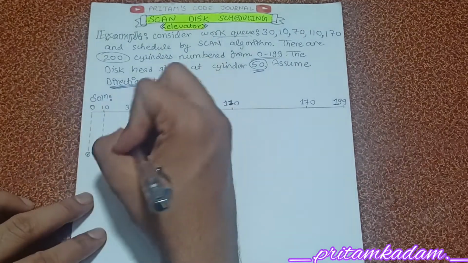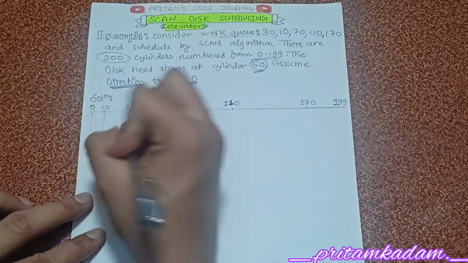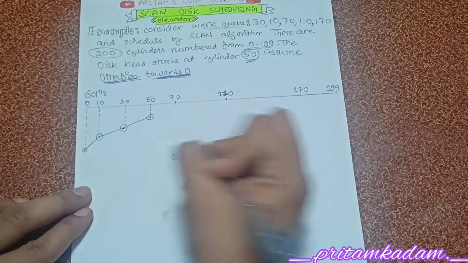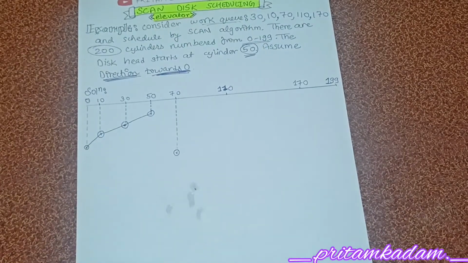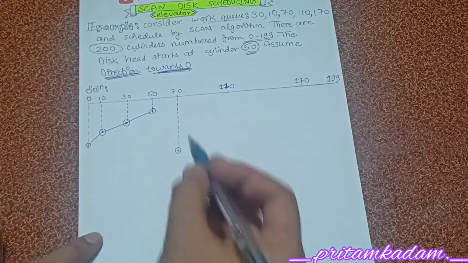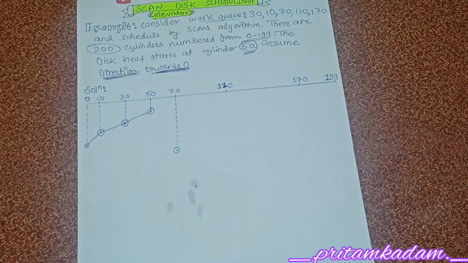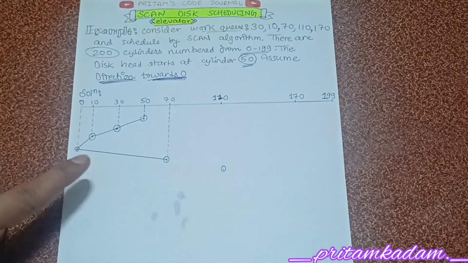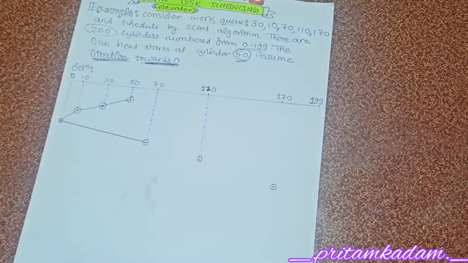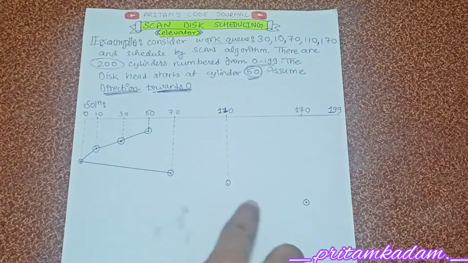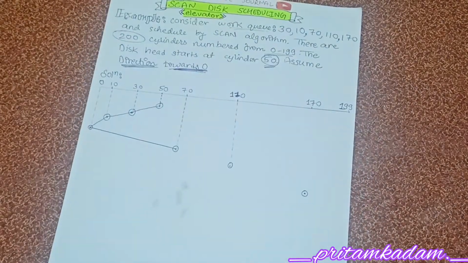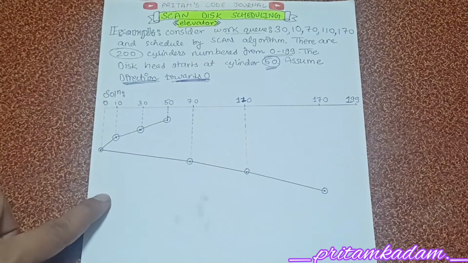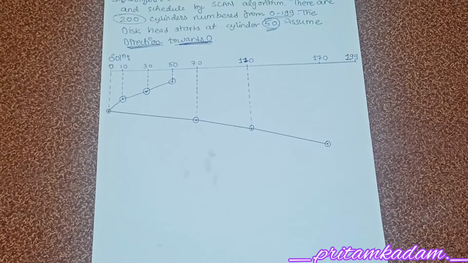And then it will go towards 170. While going there, it will execute 70 and then cylinder 110. So after changing direction, it went to 70, then it will go towards 110, and then it processes the request at 170. Let us mark that down. We will make dotted lines over here and join these. So we have completed SCAN.